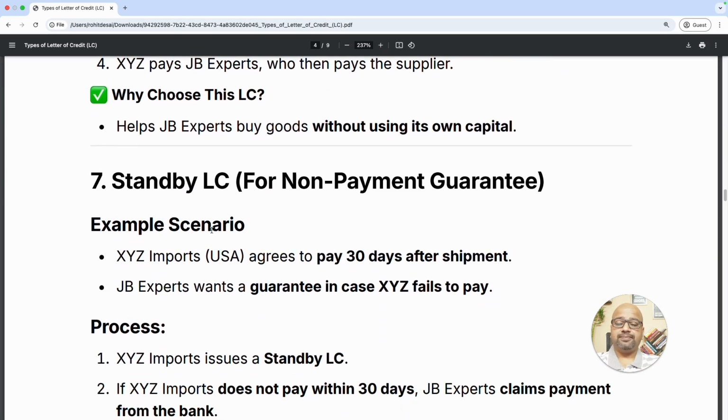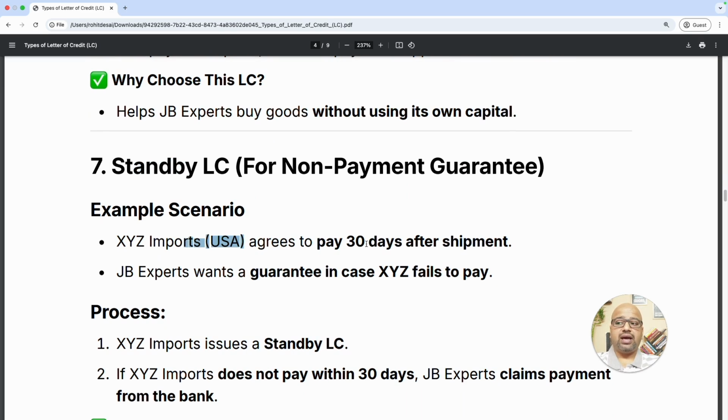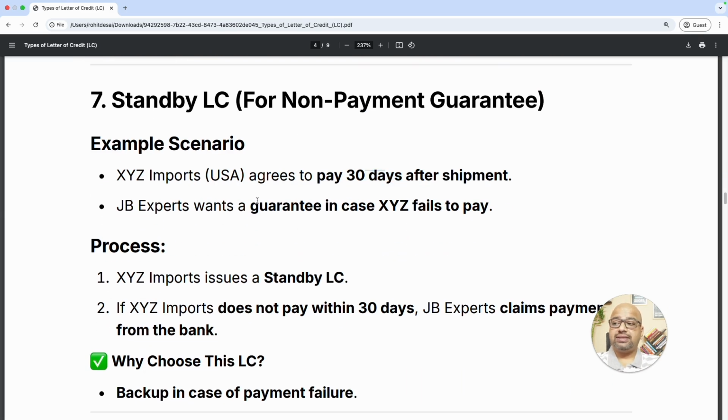Standby LC. Okay, I have a buyer in the United States. I agree to give him a credit of 30 days. Then in that case, there is a guarantee, right? There is the issue of, okay, if I give 30 days credit, will I get my payment? So in that case, there is something we call a standby LC. What JB wants is a guarantee in case XYZ fails to pay.